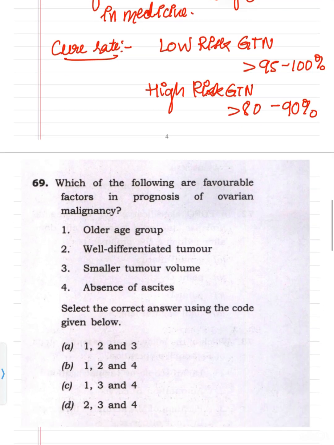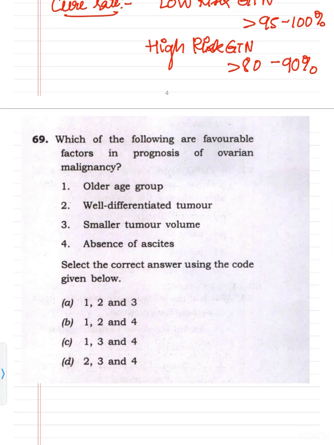Now coming to 69th question. Which of the following are favorable factors in prognosis of ovarian malignancy? So you have a patient who has developed ovarian malignancy. Now you want to tell the patient about the prognosis. So which of the following will be acting as favorable factor in the case of ovarian malignancy? The first one is older age group. No sir, older age group is not the thing for the good prognosis.